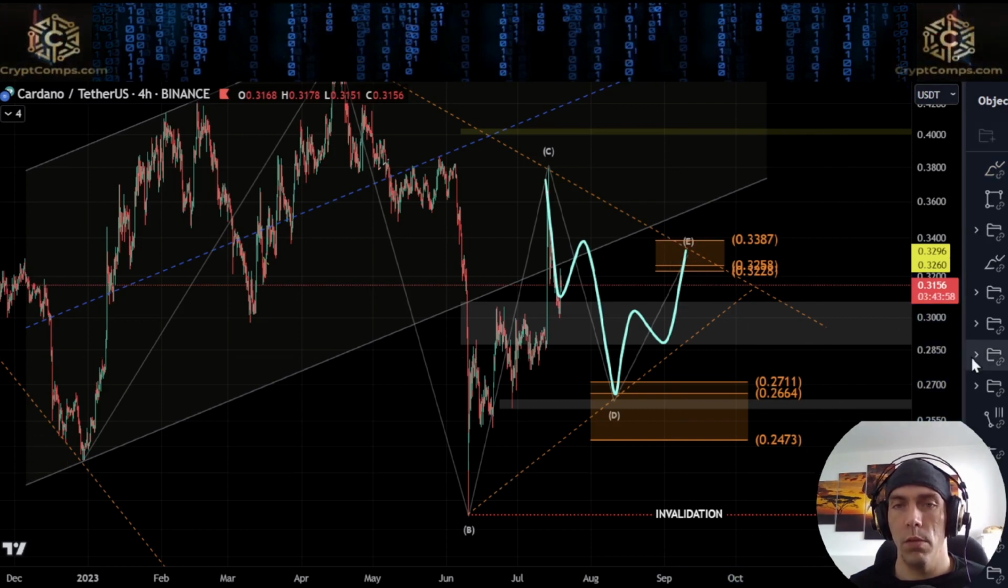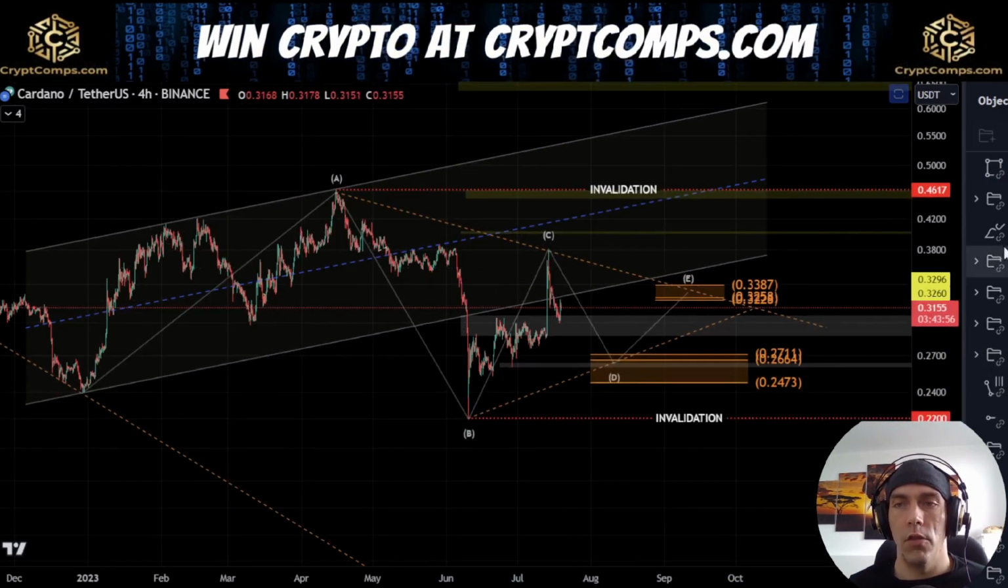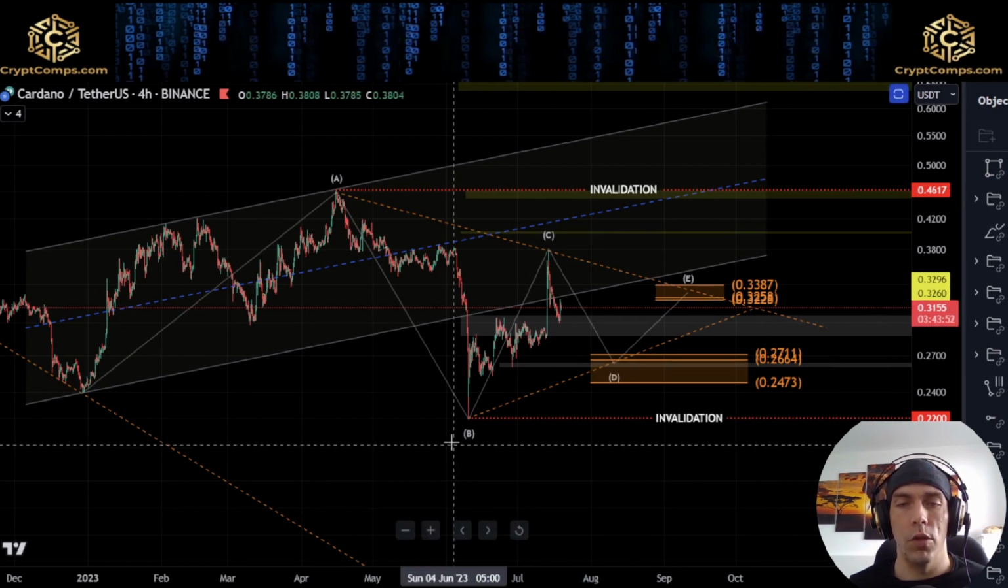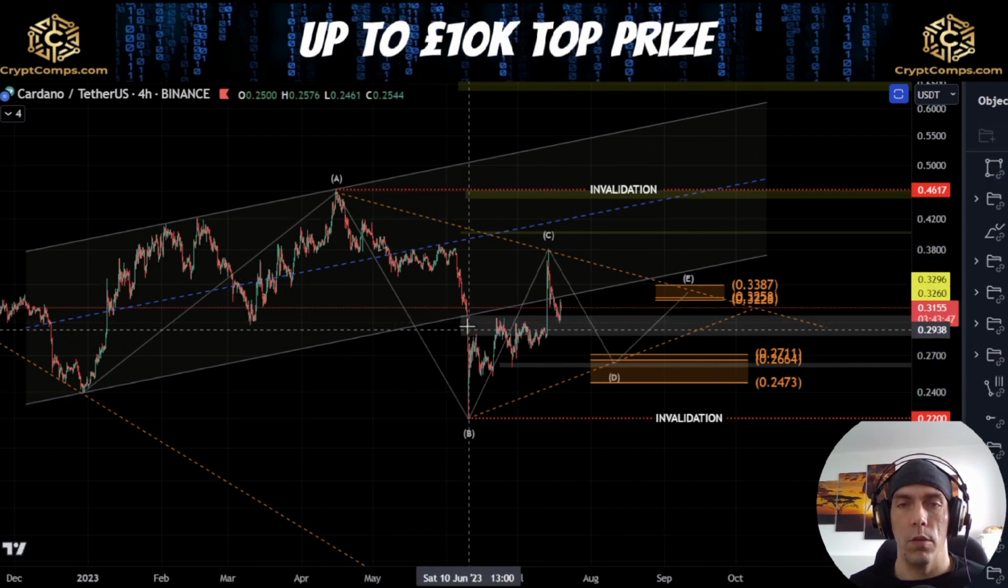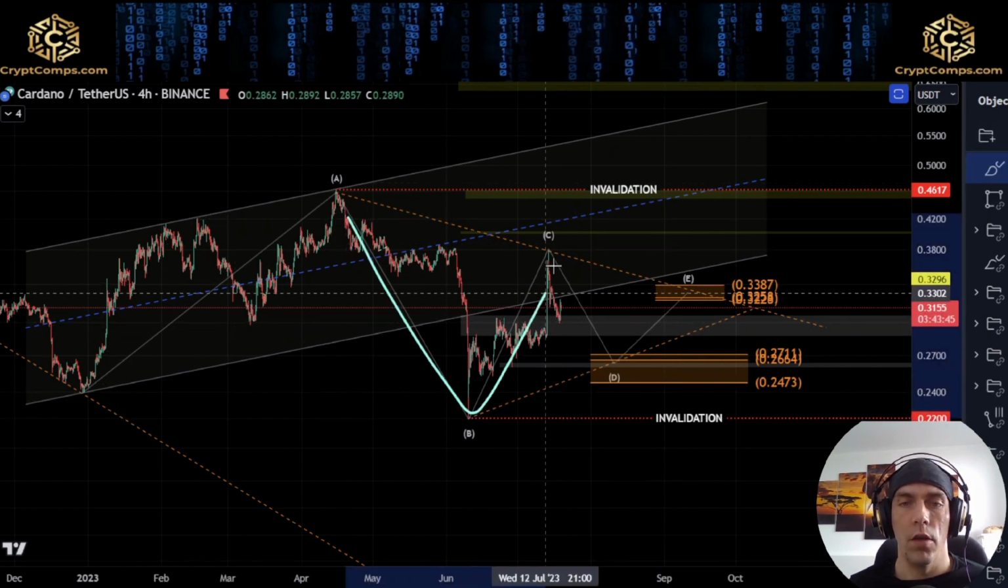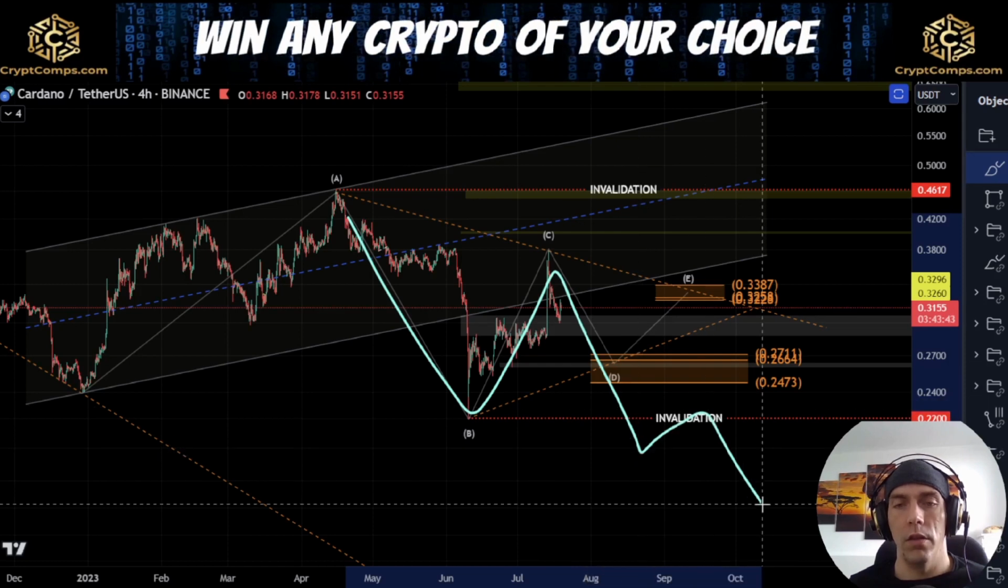So if we do stay within this range here, invalidation of this is this 46 cent 17 to this 22 cent. As long as we are within this zone, potentially we could see this develop as a triangle instead of that idea of seeing this play out as a diagonal to the downside.